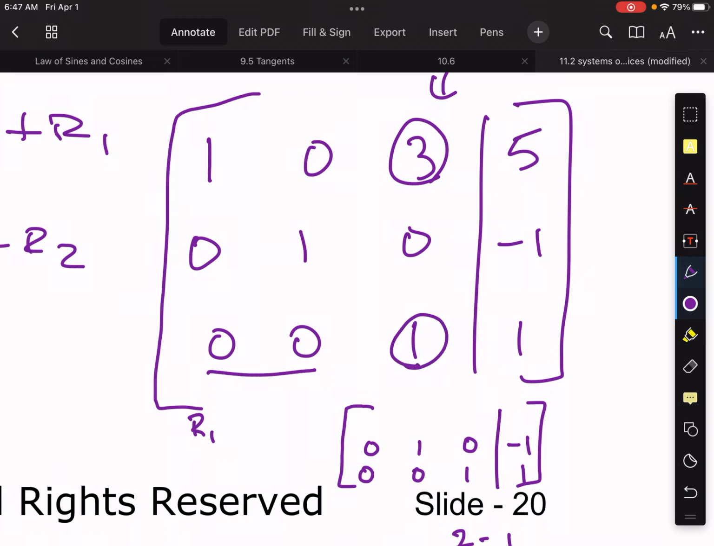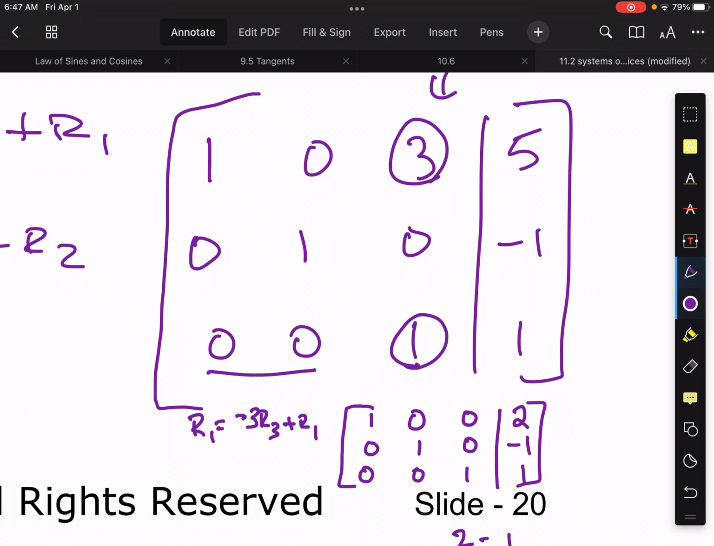Since this is a 1, I can use that as a key to get rid of that 3. So what I could say is I want row 1 to equal -3 times row 3 plus row 1. If I do that, this is not going to modify anything in the first few here, right? Because -3 times 0 is just 0 plus 1, which is 1. And then this would be a 0. And then here I would have -3 times 1, which is -3. -3 plus 3 is 0. And then over here I have -3 times 1, again -3. -3 plus 5 is 2.